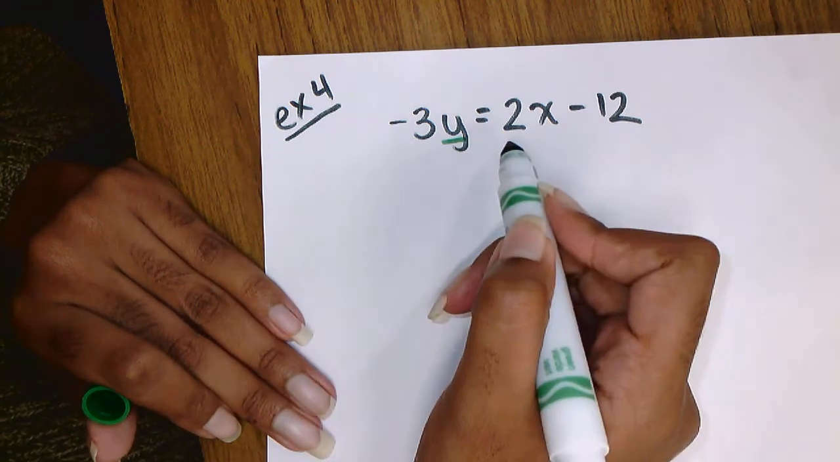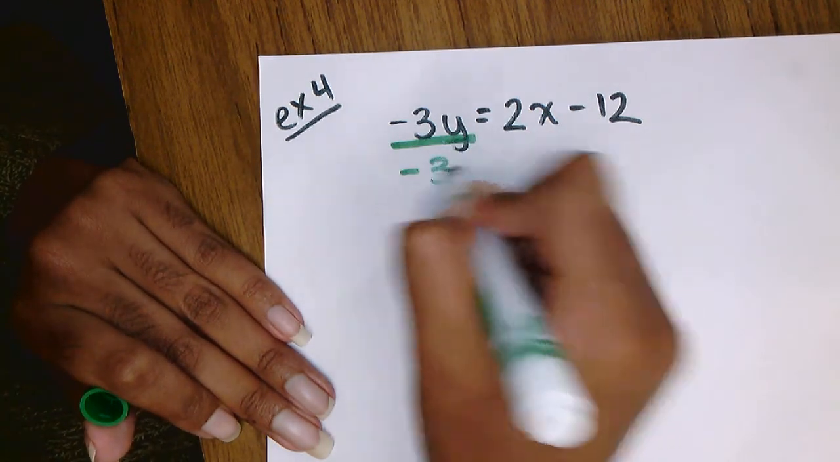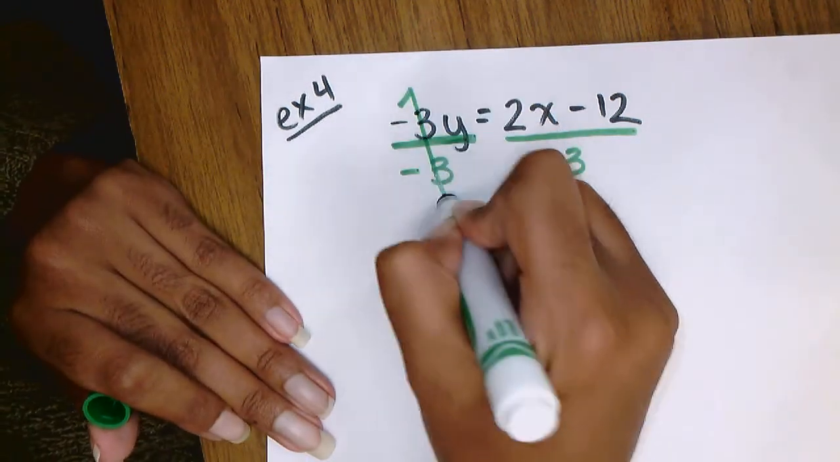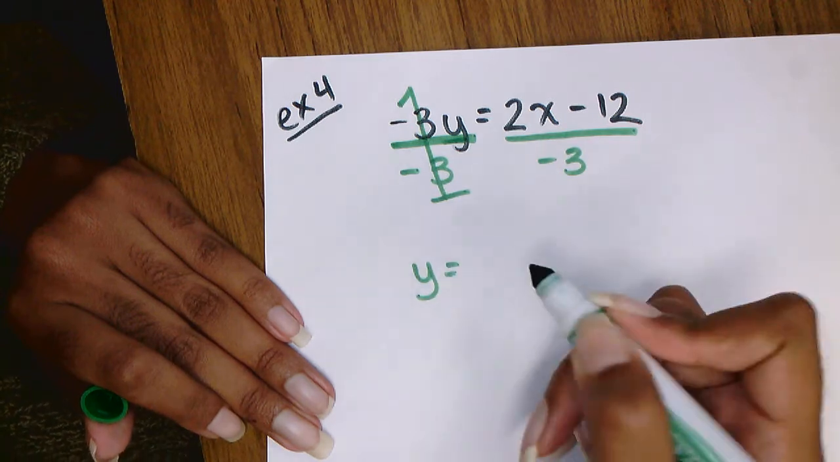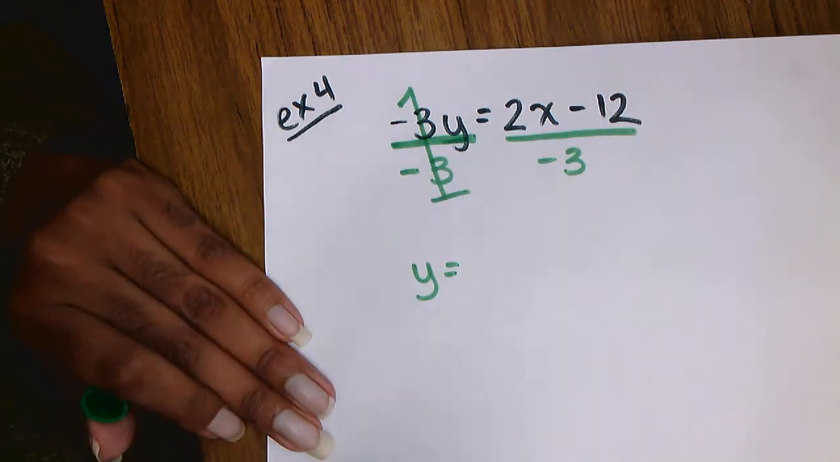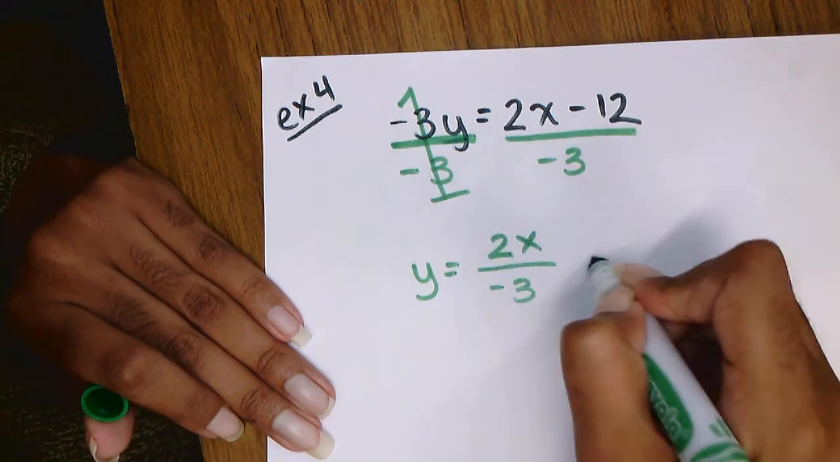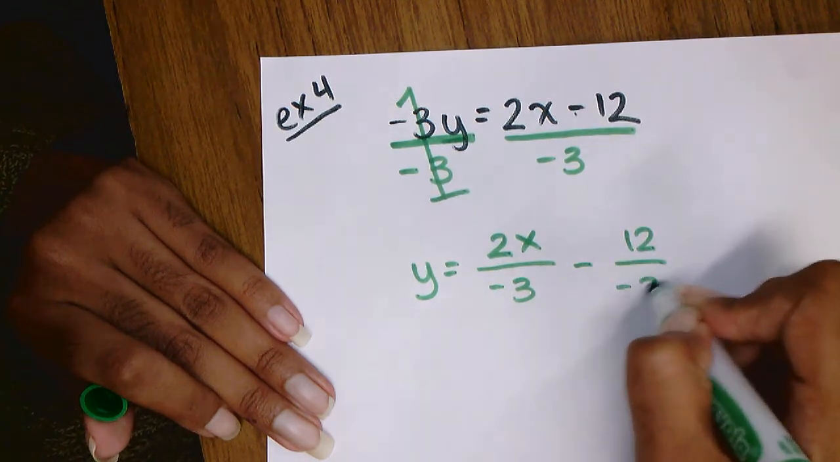So in order to undo negative 3, we're going to divide both sides of our equation, the whole thing, by negative 3. So that way that turns into a 1. So we're left with y, and we have y isolated. We're going to split this into two fractions again. So 2x over negative 3 minus 12 over negative 3.